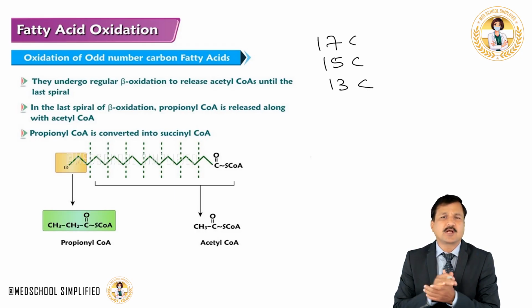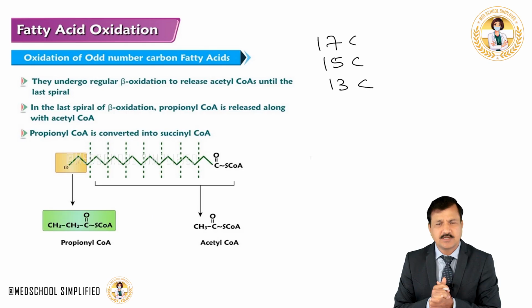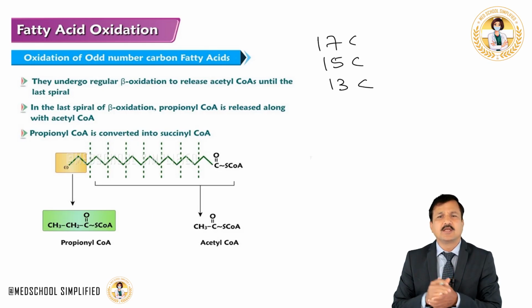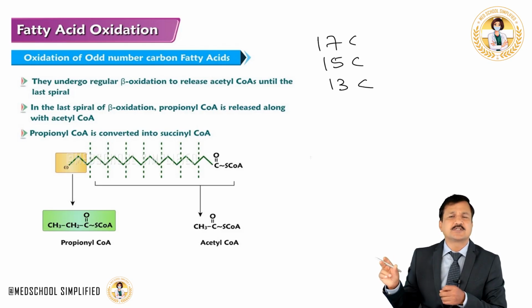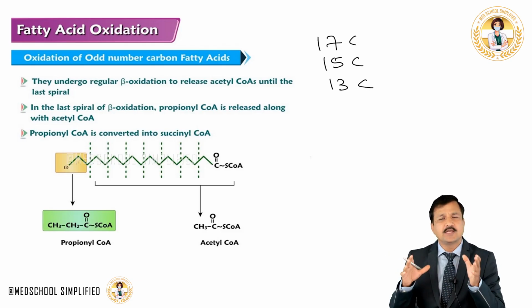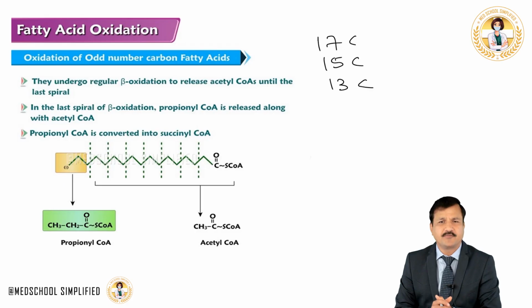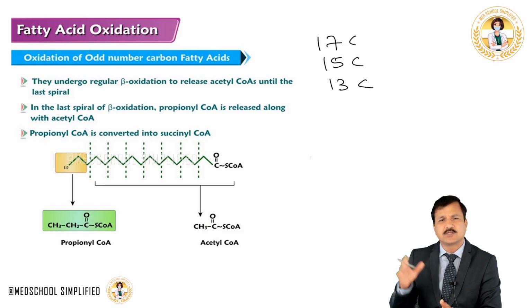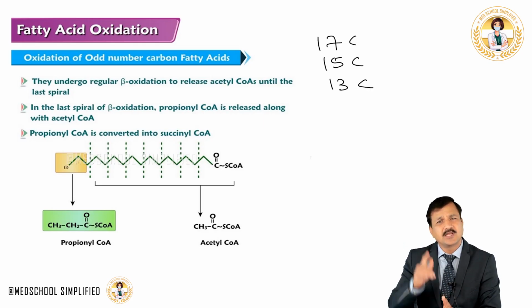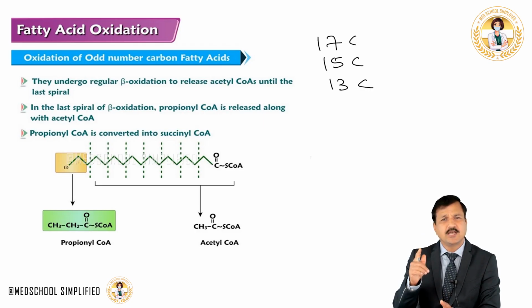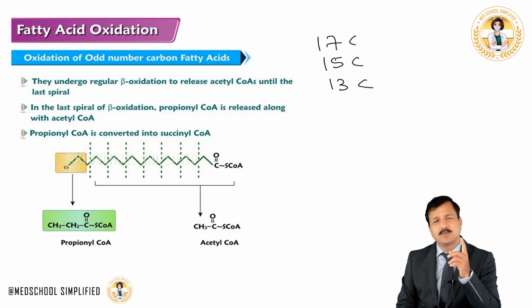In the even number carbon saturated fatty acid oxidation, which undergoes beta oxidation, there is release of a 2-carbon acetyl-CoA molecule every time. Whereas in the oxidation of odd number carbon fatty acids, similar beta oxidation reactions go on, starting from the carboxyl carbon. Every time, 2 carbons are released as acetyl-CoA in each beta oxidation spiral. But in the last beta oxidation spiral, there is release of a 2-carbon acetyl-CoA molecule and also a 3-carbon propionyl-CoA molecule.